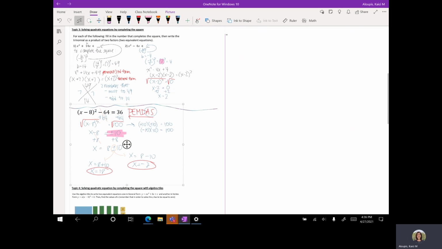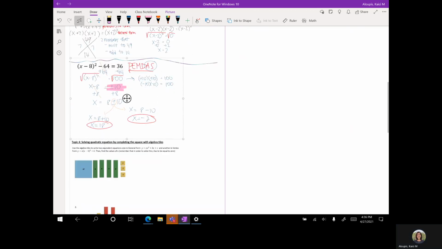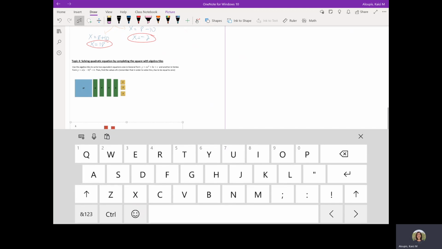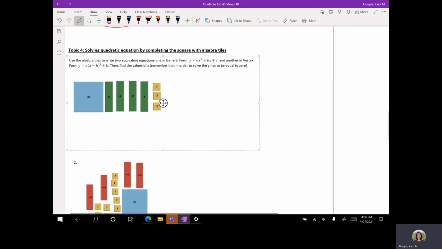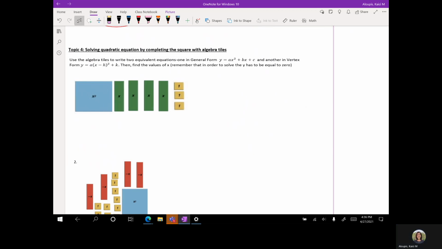Let's keep going though. All right, number 4, topic 4. Use the algebra tiles to write 2 equivalent equations, one in the general form and one in the vertex form.